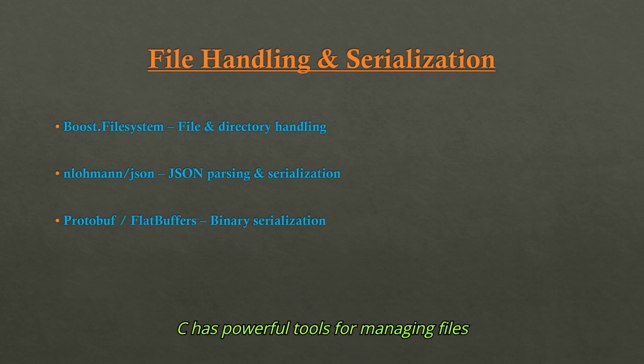C++ has powerful tools for managing files and data formats. Boost.Filesystem simplifies path and file manipulation. The nlohmann JSON library is beloved for its ease of use and clarity. For high-performance serialization, protobuf and FlatBuffers are the go-to choices for efficient binary formats.